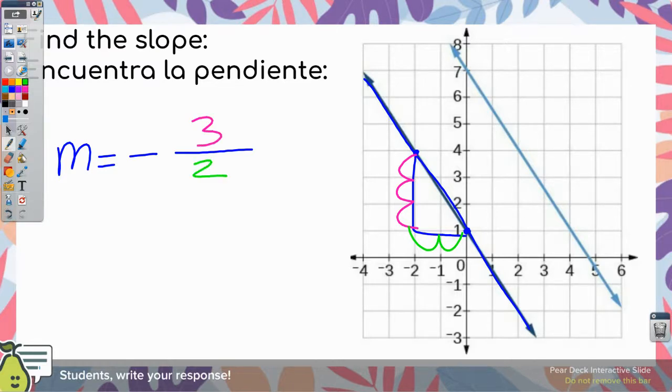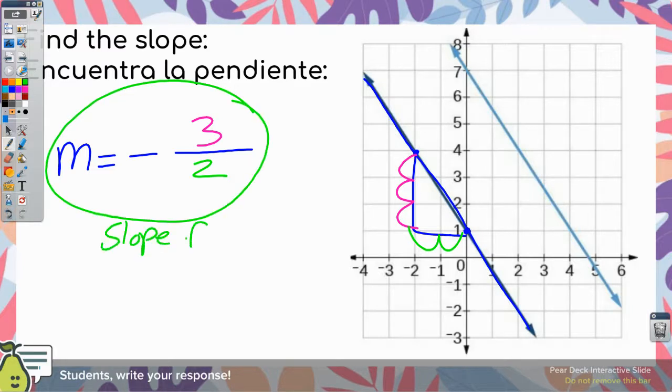There's really nothing to condense. That is the slope for both. So, if you're looking for parallel, you find one, you find both. You're looking for perpendicular, you find one, you flip it, change the sign, and you found the other one.